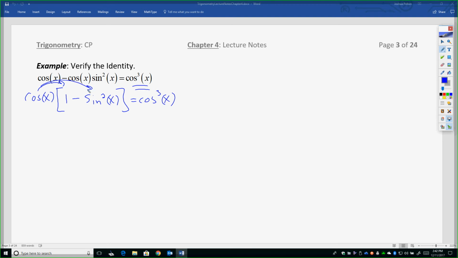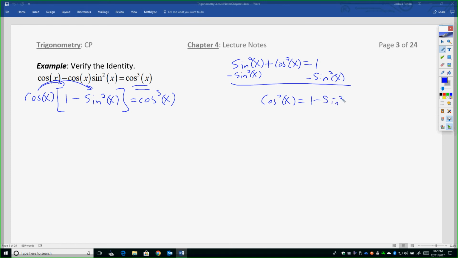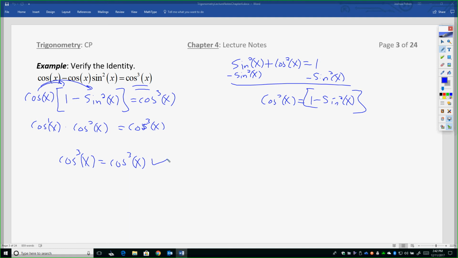Because what I notice is if I use the sine squared of x plus cosine squared of x equals 1, which is the Pythagorean identity, if I subtract sine squared from both sides, cosine squared of x equals 1 minus sine squared of x, which happens to be what I have in my problem here. So that'll give me cosine of x times cosine squared of x equals cosine to the third power of x, or cubed, when I do the swap using the Pythagorean identity. So that gives me, since that's the 1, cosine cubed of x equals cosine cubed of x, and we've proved it. All right, pause the video, try the student problem.